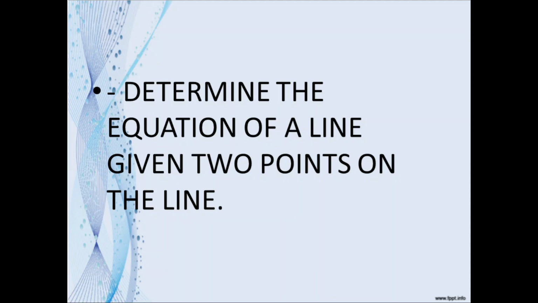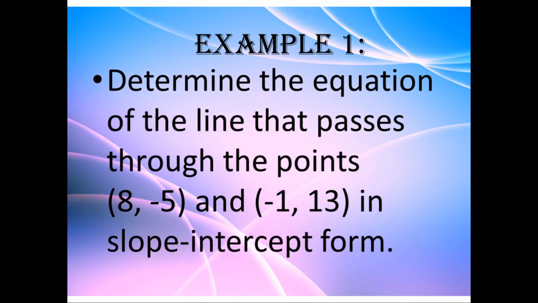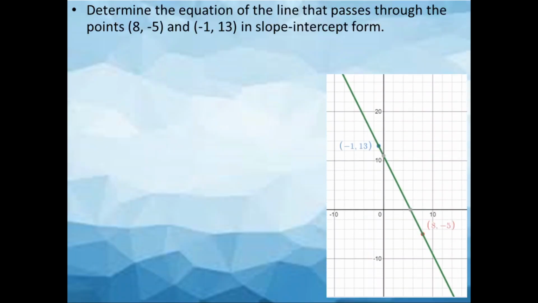Good day. Today we are to determine the equation of a line given 2 points on the line. Our first example: determine the equation of the line that passes through the points (8, -5) and (-1, 13) in slope-intercept form. So, as usual, with a problem like this, we should begin by drawing our little sketch.